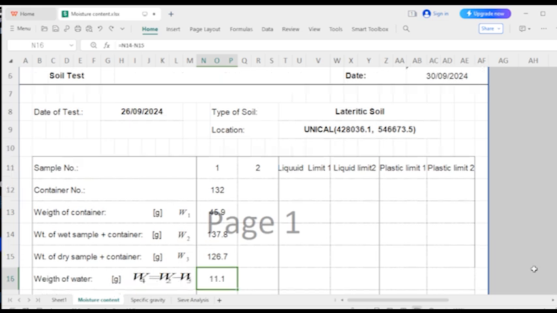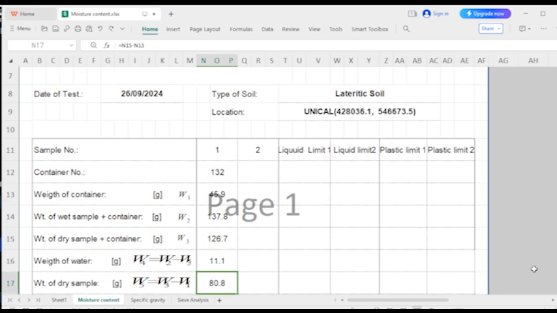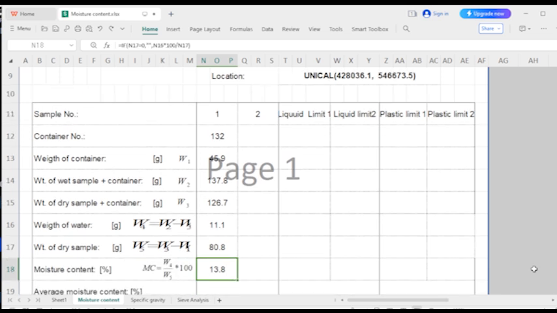Then we consider the weight of the water content. Also, the weight of the dry sample is measured. As you can see, the subtraction is the weight of the dry sample plus container minus the weight of the container. Then we consider the moisture content measured in percentage, which is the weight of water divided by the weight of dry sample, multiplied by 100.